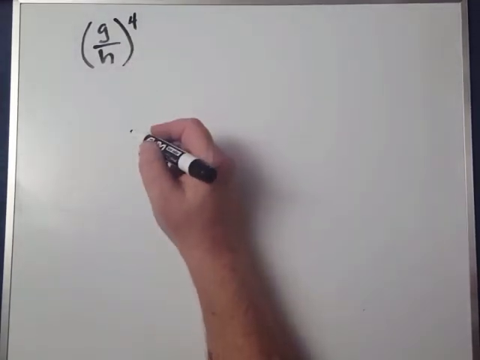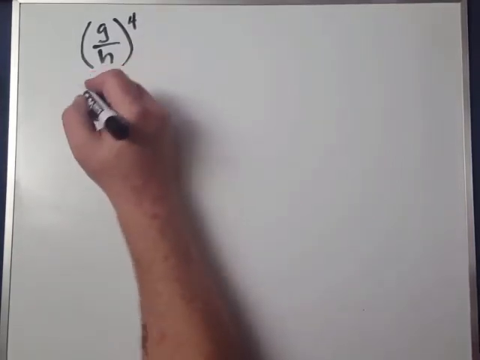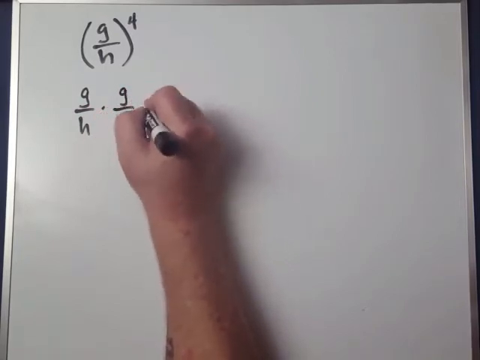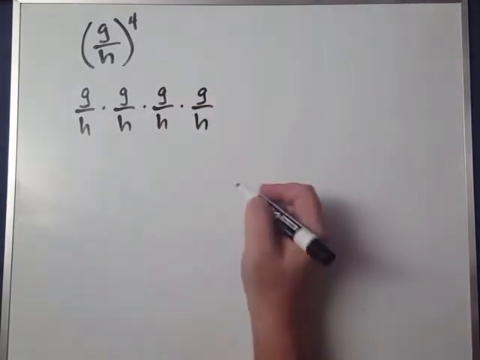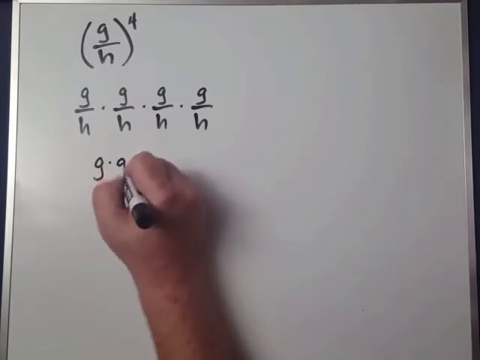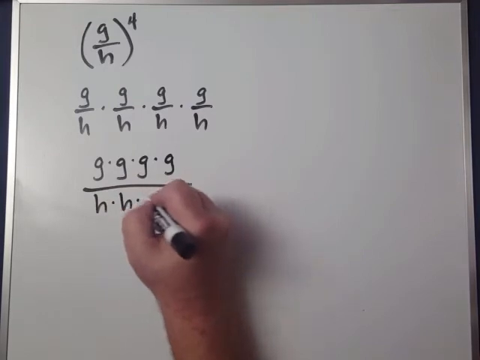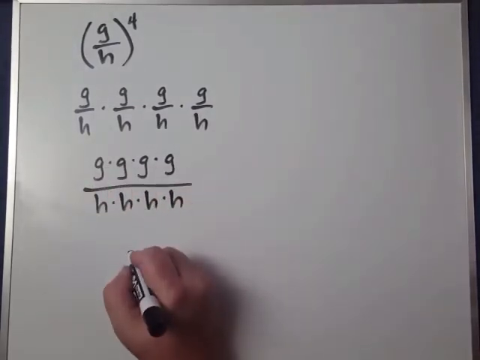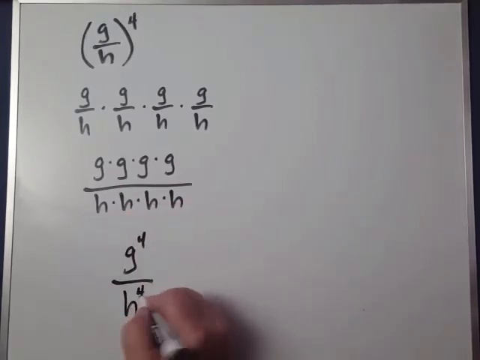Can I simplify this? Can I remove those parentheses? Well, by definition of power, this is 4 factors of this fraction. To multiply fractions, you multiply the tops, multiply the bottoms. And what do I end up with? 4 factors of g, which is g to the 4th, over 4 factors of h, h to the 4th.